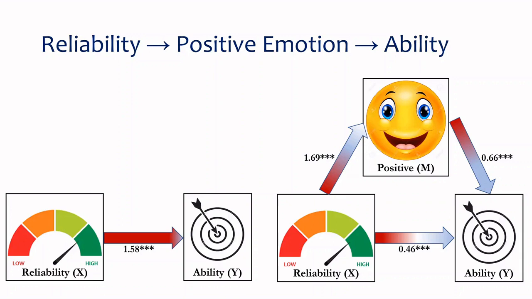On the right figure, when we include the positive emotions in the mediation model, we see that the reliability affects the perceived ability in two different paths. One is the direct path with effect 0.46, and also the indirect path through the positive emotions. That is, the positive emotions mediate the effects of reliability on the perceived ability.